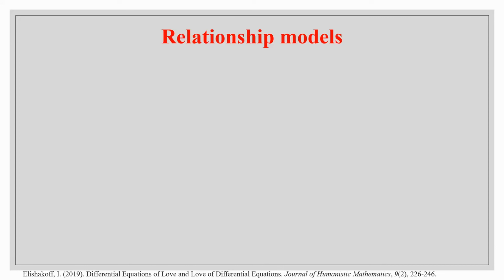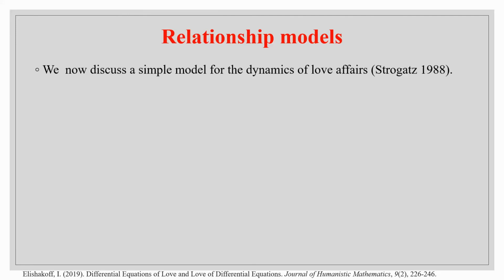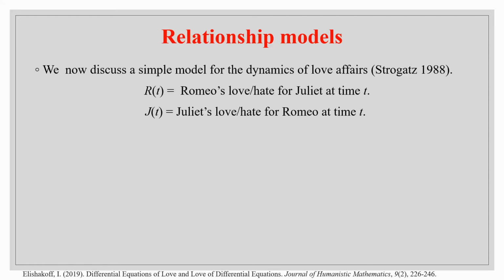Now we will discuss an interesting model, the relationship models. We will first describe a simple model of love affairs which was given by Strogatz in 1988. Here R(t) represents Romeo's love or hate for Juliet at any time t, and J(t) represents Juliet's love or hate for Romeo at any time t.